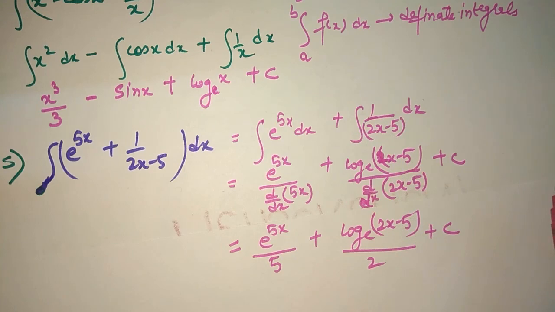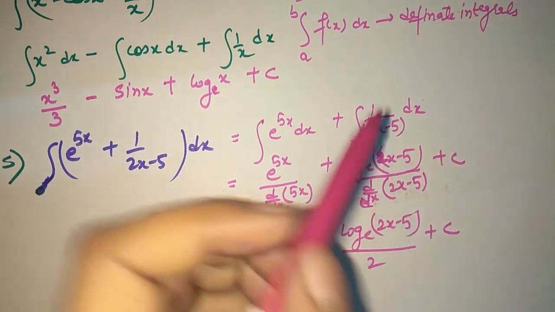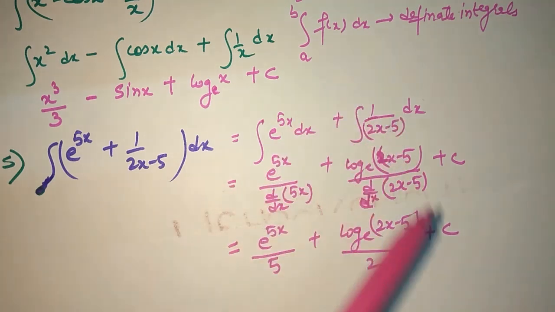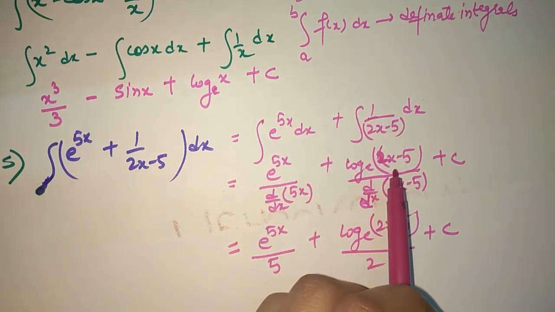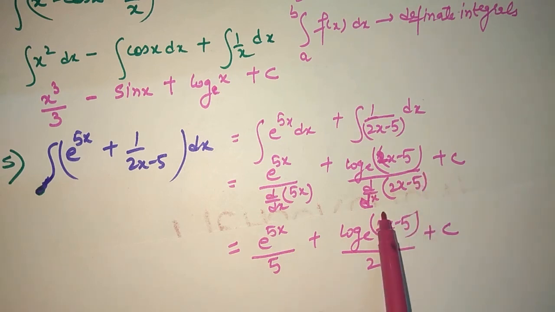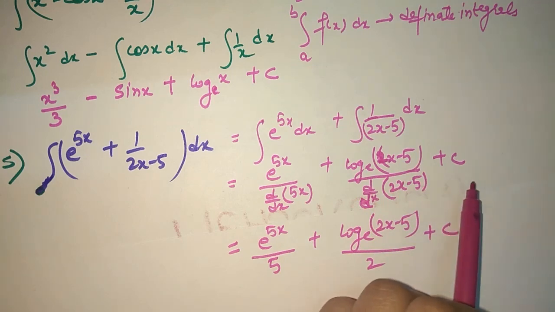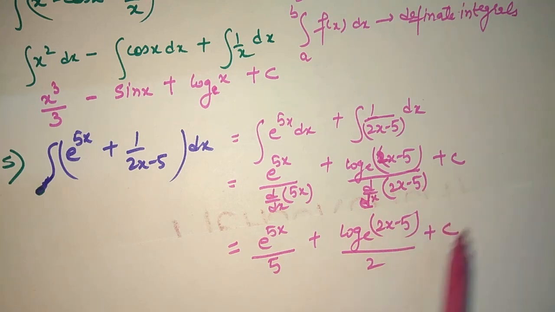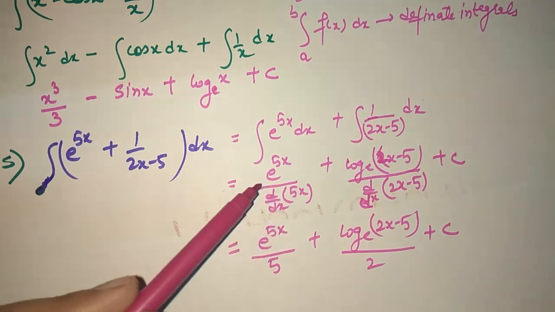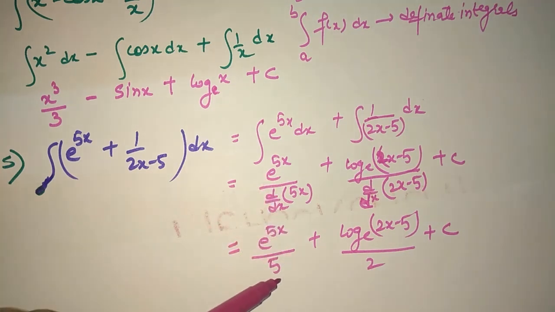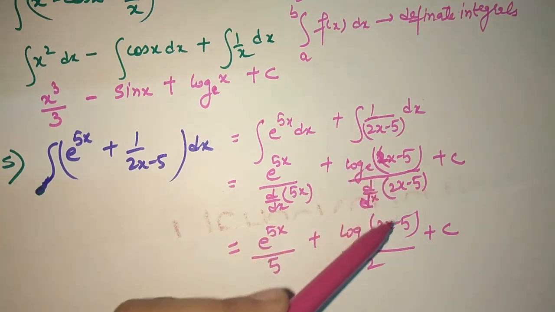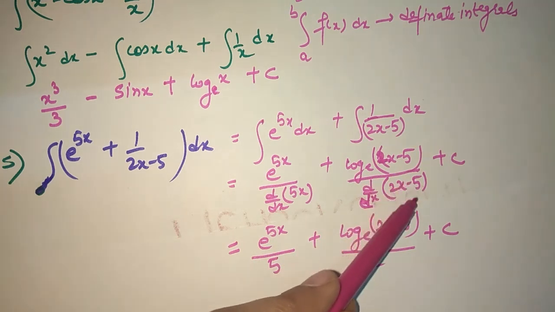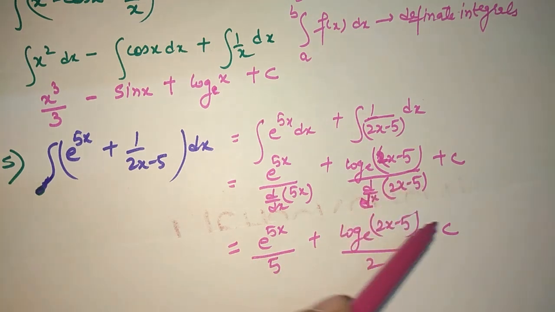As we have discussed earlier, 1 upon x is log x. Clear? Now we have 2x - 5, so for this we have log of (2x - 5) upon the derivative of (2x - 5), plus c as the constant of integration. So on taking the derivative, we have e^(5x) upon 5, since the derivative of 5x is 5, plus log (2x - 5) upon 2, since the derivative of 2x - 5 is 2, plus c.